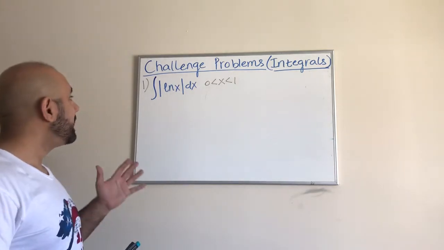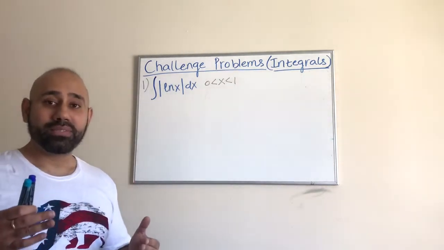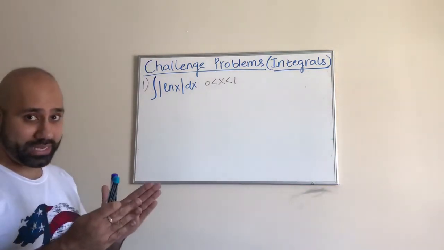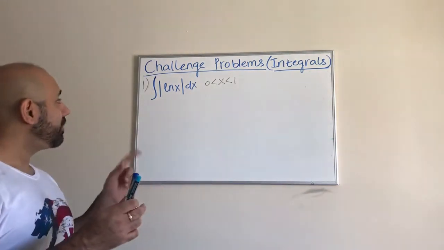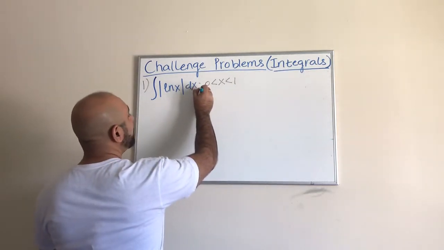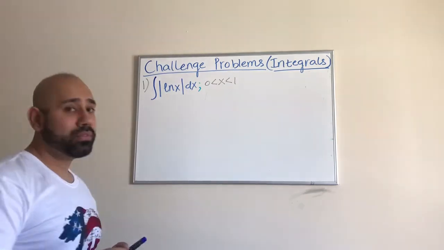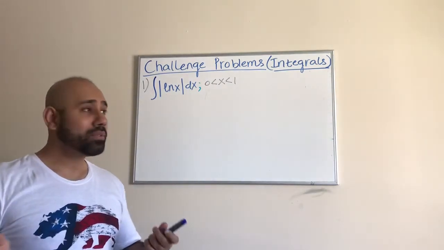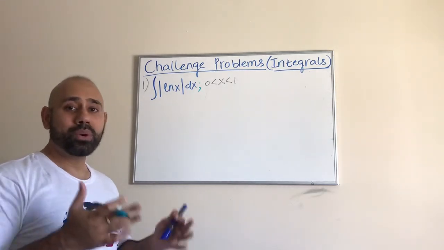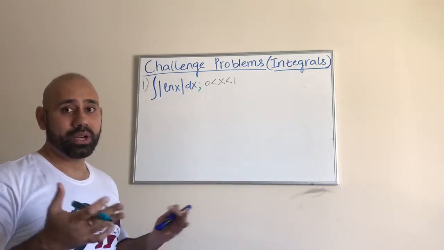But here it is not just the ln of x function by itself, and that's what makes it a little challenging. There's an absolute value with it, and then there's one more thing. It is restricted. The values for x are restricted between 0 and 1, so it is not valid for all the values of x, which also makes it easy for us to work with, because now we know what we have to work with. x is between 0 and 1.